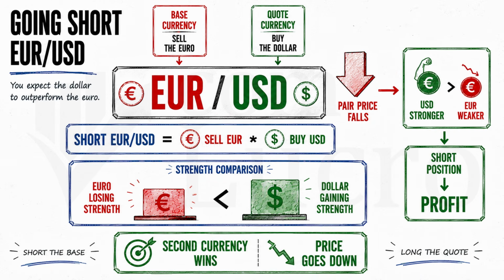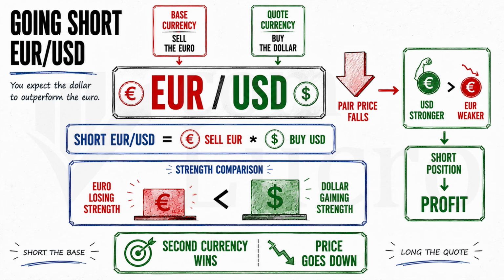But here's the part that breaks people's brains at first. You can also do the exact opposite. You can sell the pair. You can go short. And when you short Euro USD, you're flipping the whole thing around. Now you're selling euros and buying dollars. You're saying, I think the dollar is going to beat the euro. If that price falls, you're in profit.